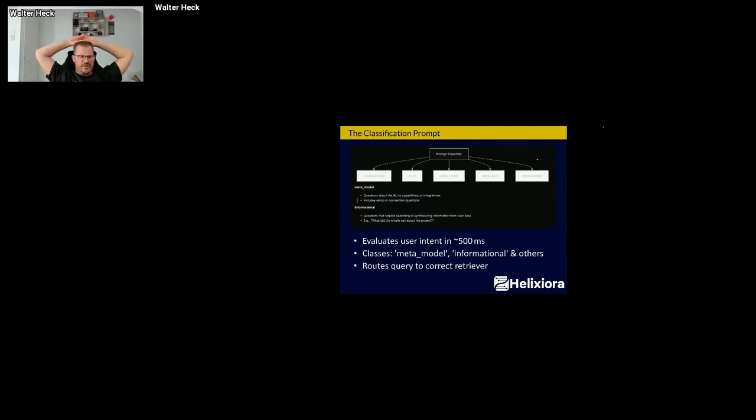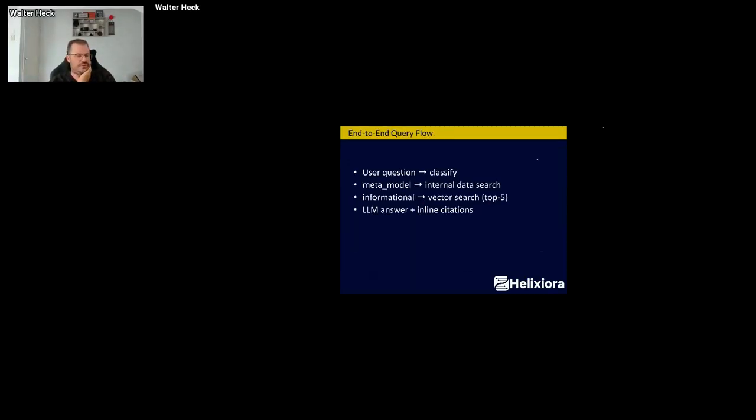Meta model, on the other hand, as I said, is used when the user is asking questions about Lorelai, about what it can do, about integrations we have with different tools, and it answers questions there. And informational is when they're asking actual questions that have an answer that lies in their data. And then we route it to different retrievers.